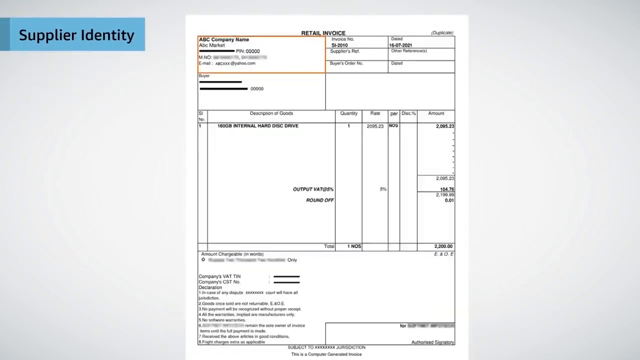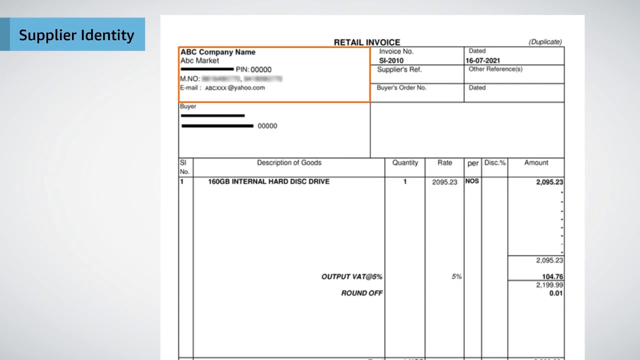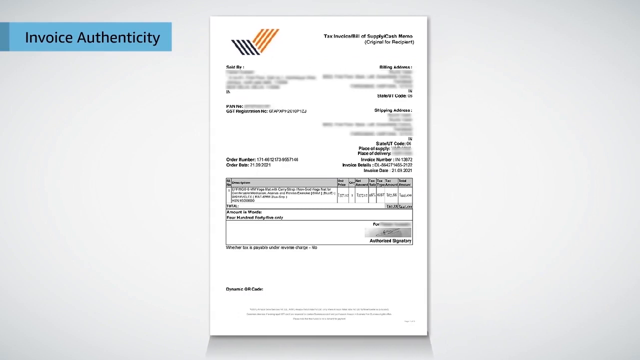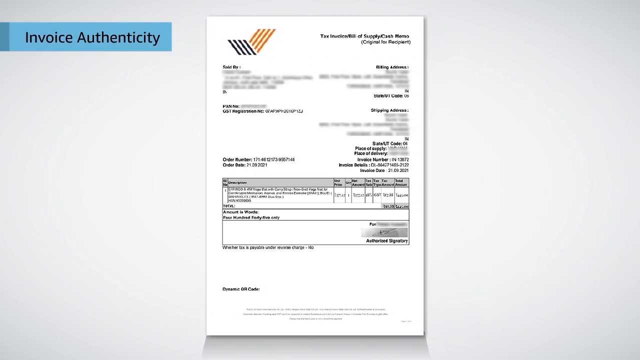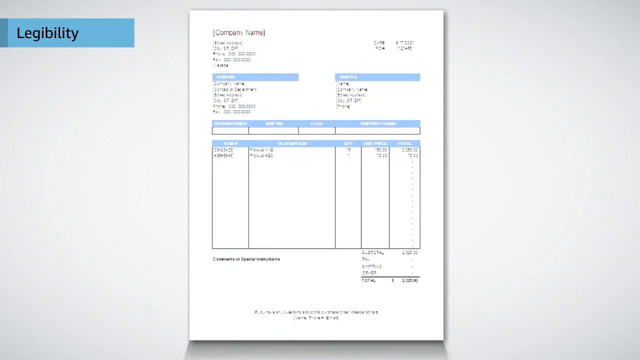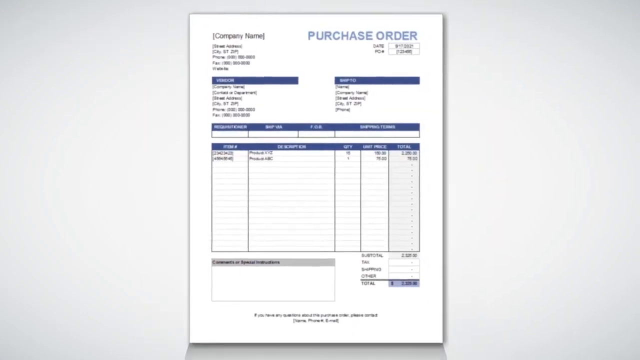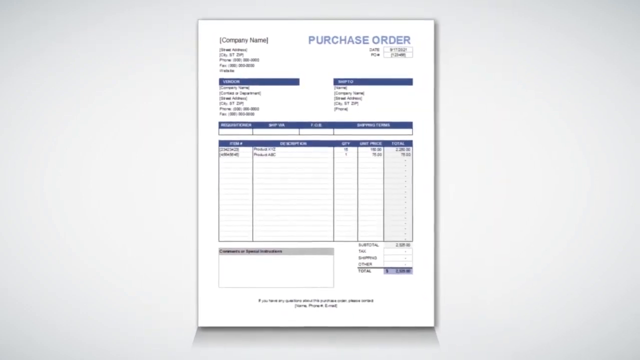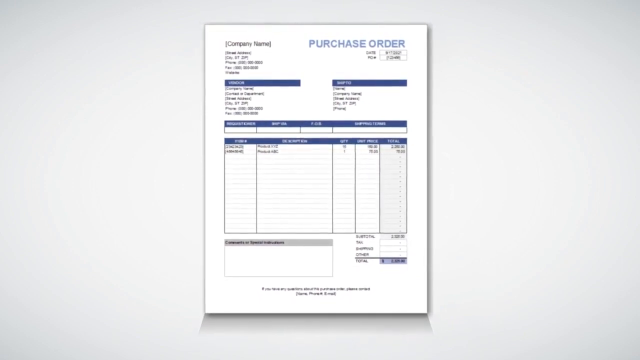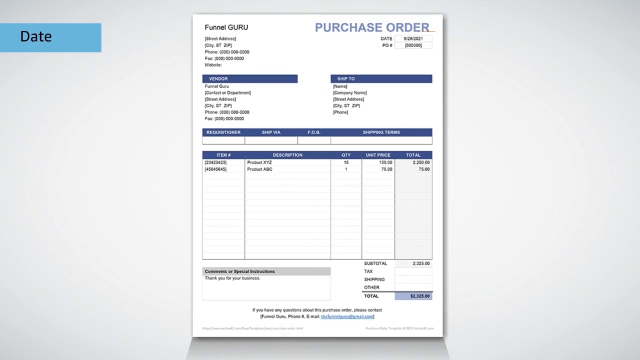Supplier identity. Invoice should state the supplier's name and contact information. Invoice authenticity. The invoice must not be digitally created, altered, or otherwise counterfeited. Legibility. The invoice must be legible, not too dark, not too light, or too blurry. Pricing information and banking information may be obscured, however, no other information may be redacted. Date. The invoice issue date should be no more than 365 days before the application date.